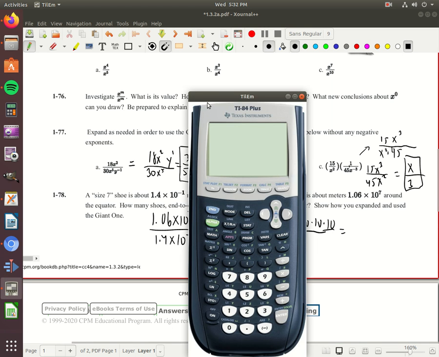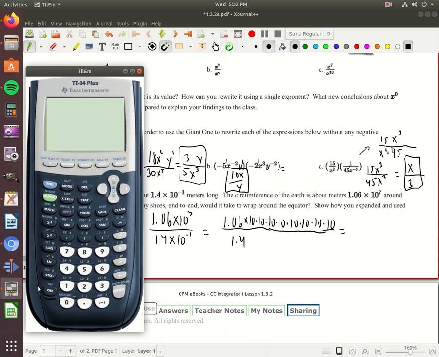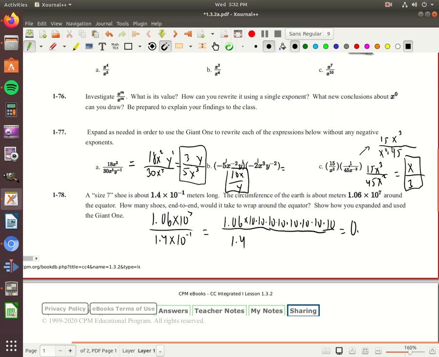I'll grab my calculator. I'll divide 1.06 by 1.4, and I will get, we'll just call that 0.76 times 10 to the 1, 2, 3, 4, 5, 6, 7, 8, and that makes sense because I have these 7 plus this 1. And here's the problem, I'm not in scientific notation.